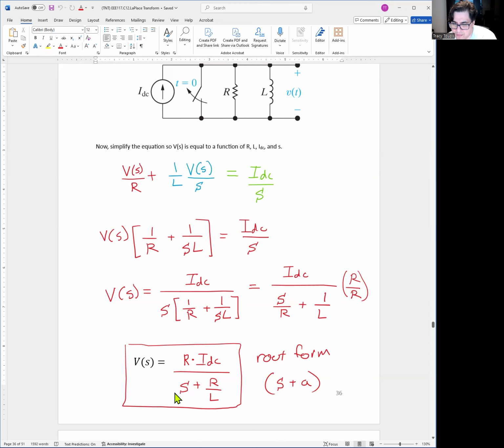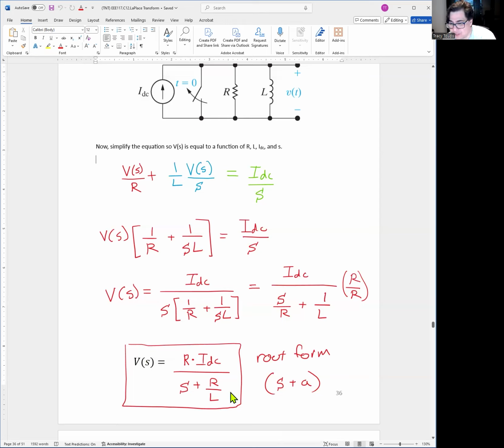And then 1 over L times R is you just have an R over L. Okay. So our answer for the Laplace domain, or through the Laplace transform in the frequency domain, is V of s equal to R times IDC over s plus R over L, where R, IDC, R, and L are known quantities of the circuit. And then we could just plug in s for a particular answer if we need it. Like we could say s of 6,000 hertz, or 3,000 hertz, or 4,000 hertz, and get a hard number. And that's the whole point of this.